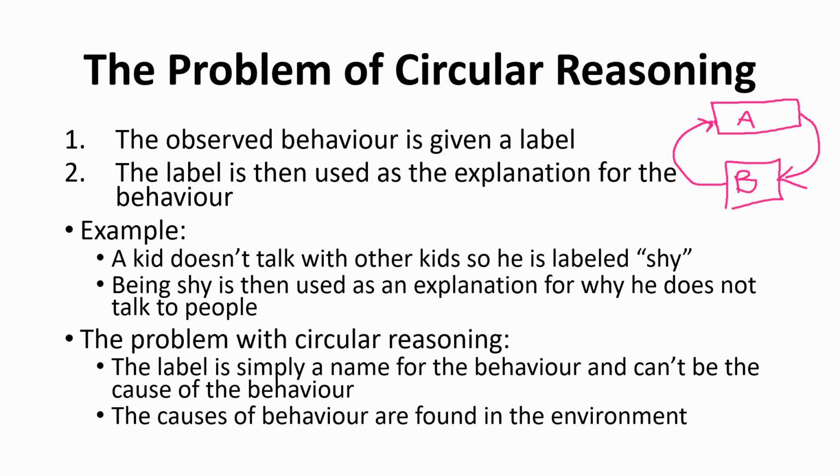So the problem with this circular reasoning is that the label is simply a name for the behavior. We've just named it, we've fit it into a category, but it can't be the cause or the explanation for that behavior. So it can't serve both purposes. The causes of those behaviors have to be found in the environment. So you can't just rely on those labels alone as the explanation, they're just a descriptor.